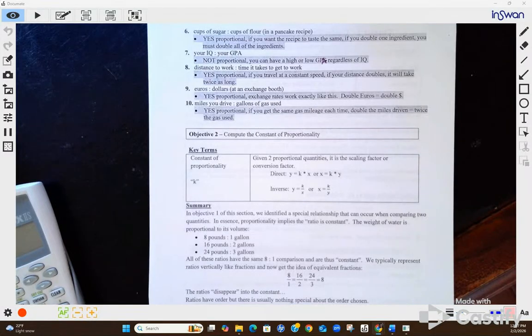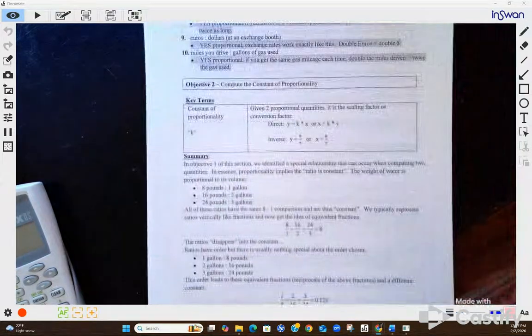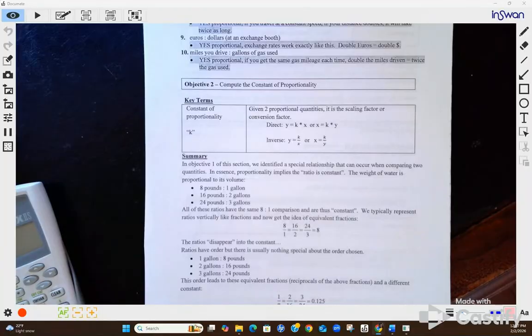Euros versus dollars, again, theoretically proportional because they're exchange rates. So if you double the amount of euros, it should double the amount of dollars that would be in exchange. Miles you drive versus gallons of gas. Again, theoretically, if you get the same gas mileage every time you drive and you double the miles that you've driven, then it should take twice the amount of gas. All right, so things that are proportional in this way, this doubling proportional, are called directly proportional.